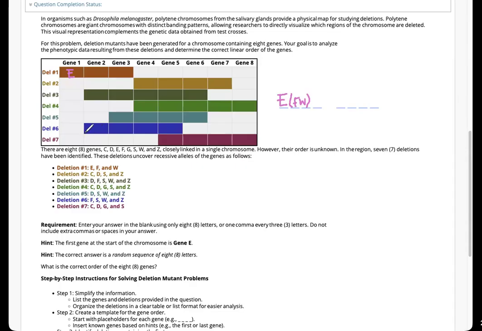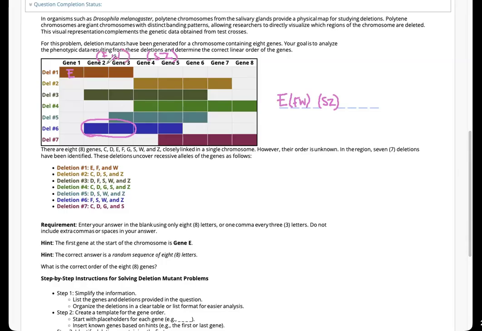So what's a good one to look at? If we look at deletion 6, we know that those are going to be FW, and the next ones are S and Z. I don't know the order of those two, but I do know those are S and Z. So gene 4 and 5 are S and Z. These two are F and W.